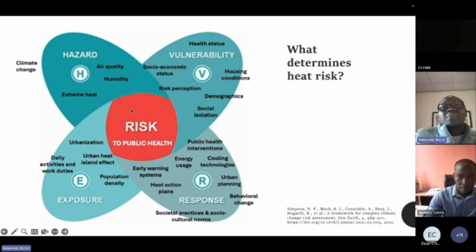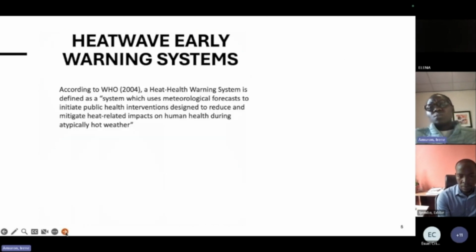And of course, from the hazard perspective, we look at the humidity, we look at the air quality, and then of course the extreme temperature. So when you put all this together, it helps us define the risk of heat and how we should be able to address this. So a deep dive, a brief sneak peek into the heat early warning systems.